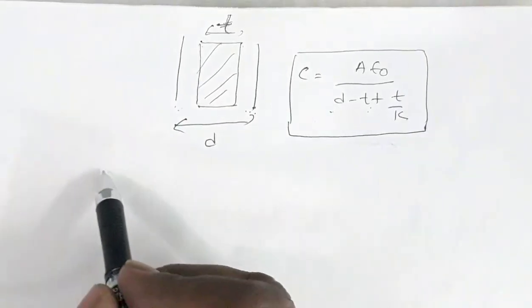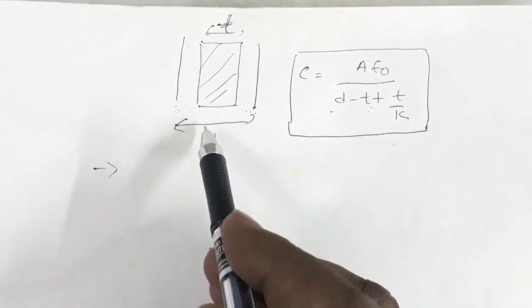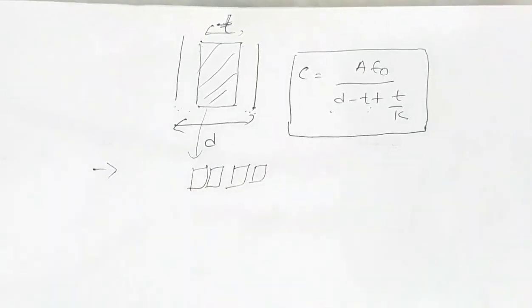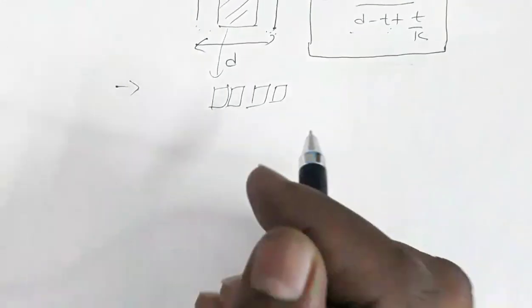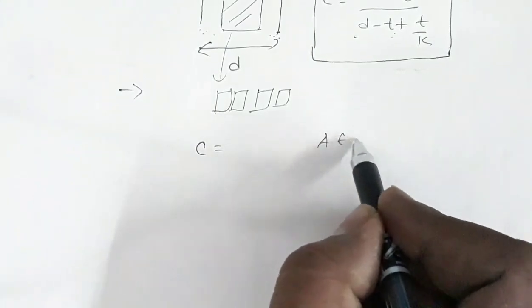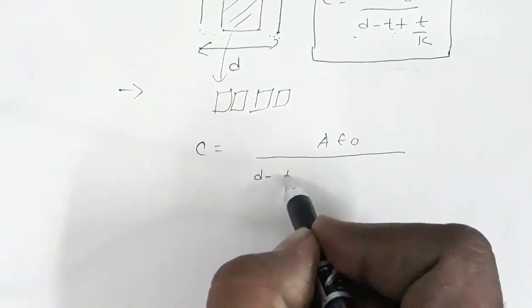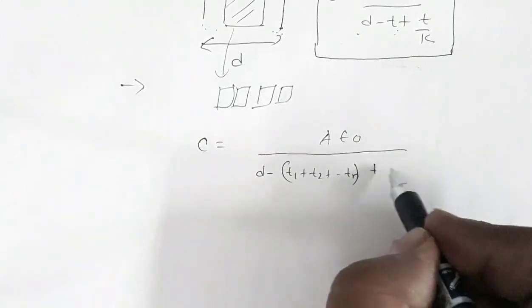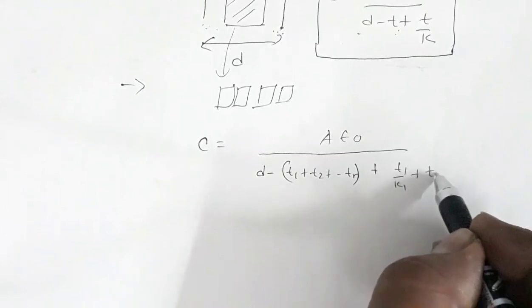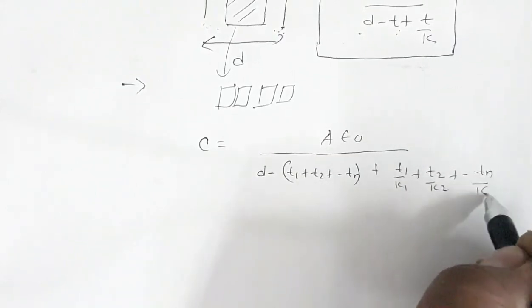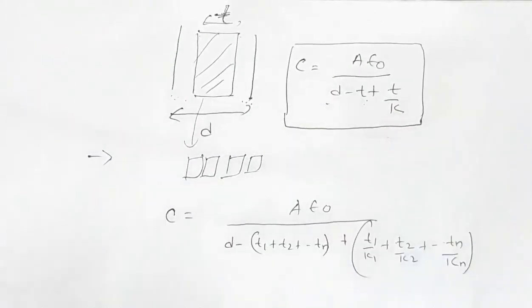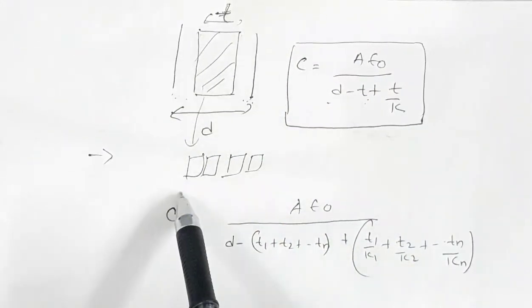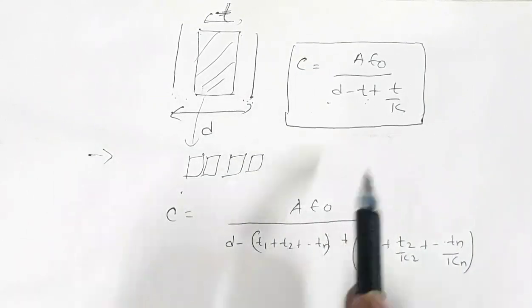Now, in case you have a number of slabs instead of one slab, of various thickness and various dielectric constants, the capacitance will be C is equal to A epsilon naught divided by D minus (T1 plus T2 plus Tn). So basically you have to add the thickness of all the dielectrics, plus T1 by K1 plus T2 by K2 and so on, Tn by Kn. So basically these two expressions are identical. If you remember the expression for a single dielectric slab, then for multiple slabs also the expression is the same form.